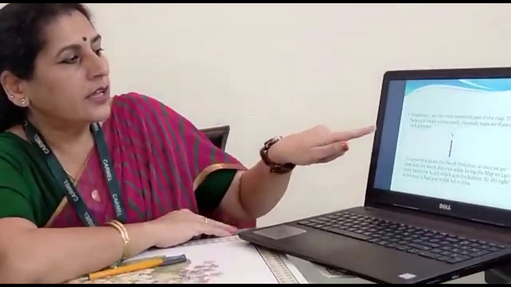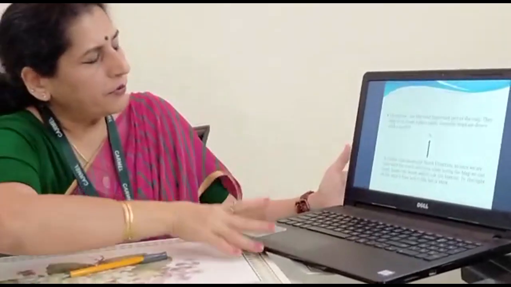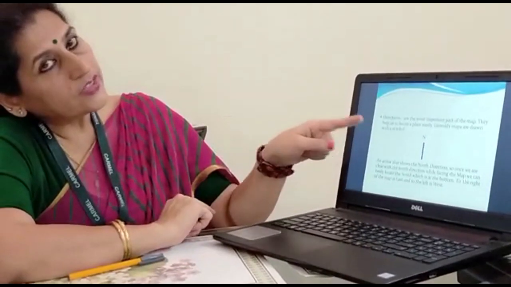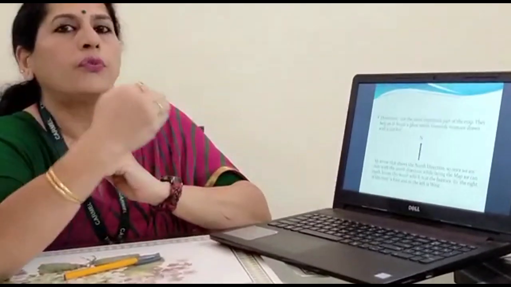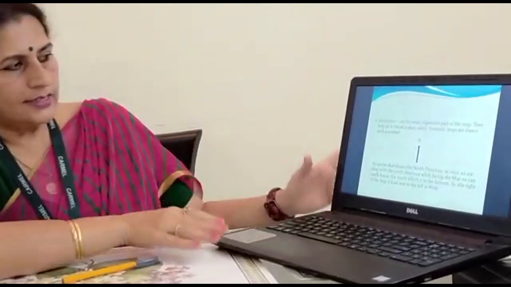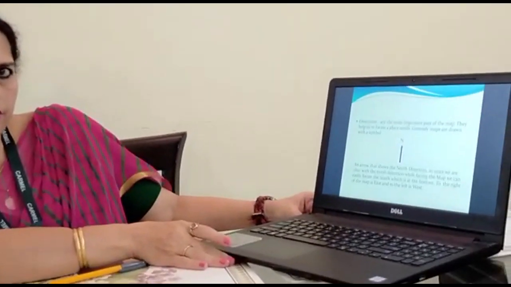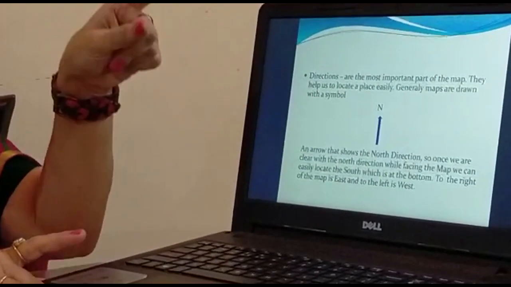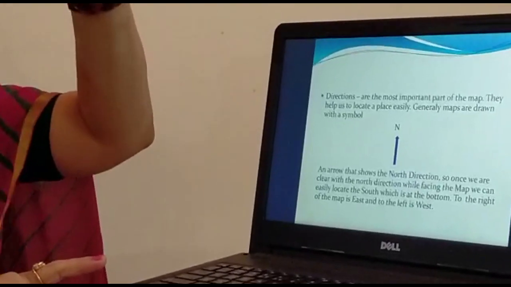First of all, let's deal with the directions. If we talk about the directions, it is the most important part of the map. You must have seen that at one corner of the map, you can see an arrow with the letter N written on it. When you face the map, you see this kind of a symbol here. This shows you that this is the north direction, that is the top part of the map.